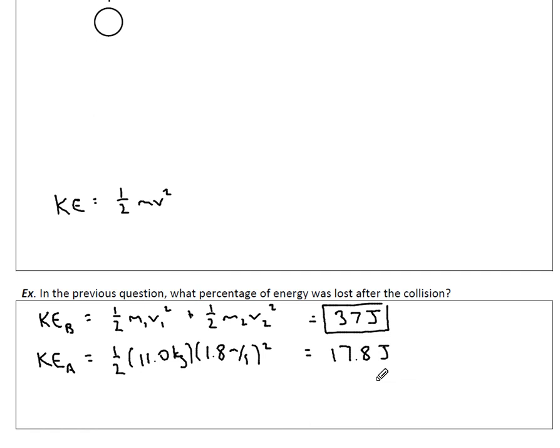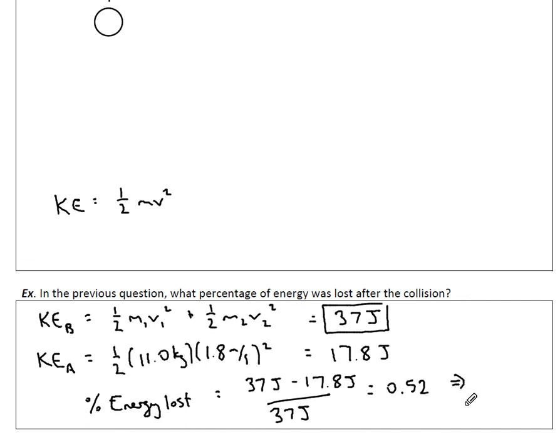So I think it's asking for what percentage of energy was lost after the collision. So the loss is the difference of the two. So originally we had 37 joules. Later on we have 17.8 joules divided by original. We get around 0.52. If we multiply that by 100, we get 52%. So we lost quite a bit of energy in that collision.